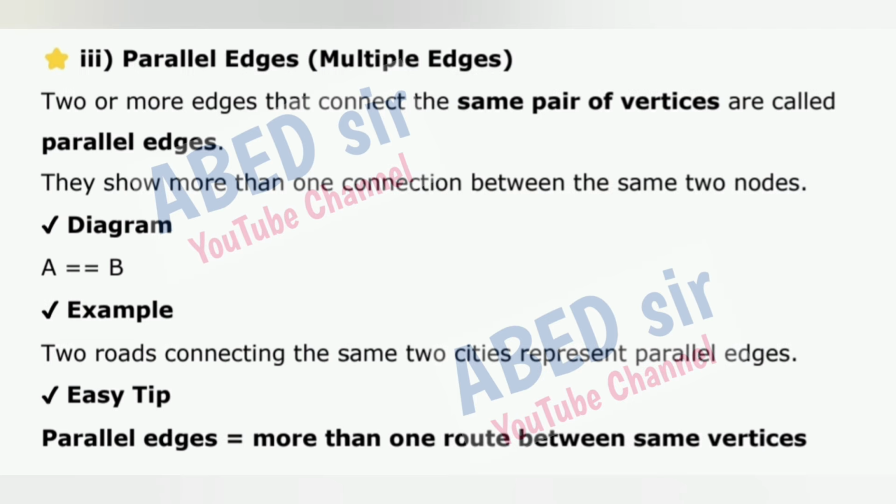3. Parallel edges, multiple edges. Two or more edges that connect the same pair of vertices are called parallel edges. They show more than one connection between the same two nodes. Diagram: A is equal to B. Example: two roads connecting the same two cities represent parallel edges. Easy tip: parallel edges is equal to more than one route between same vertices.